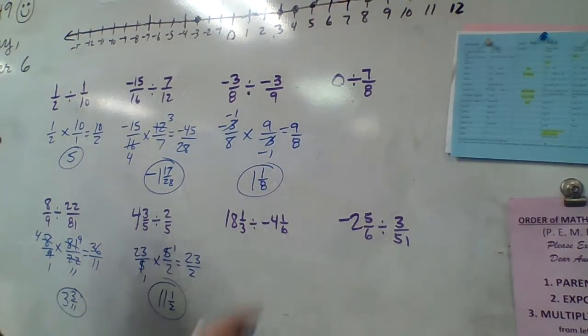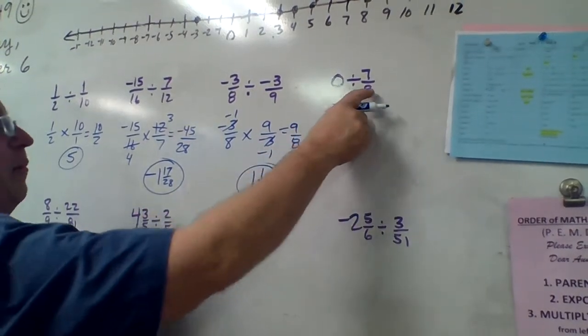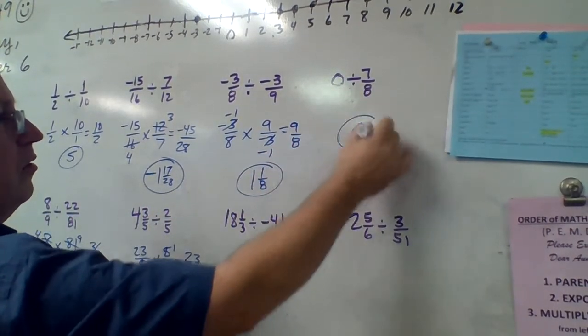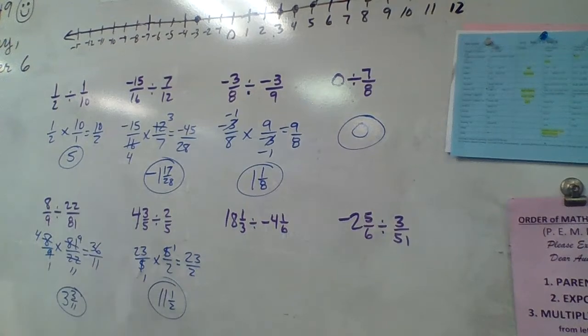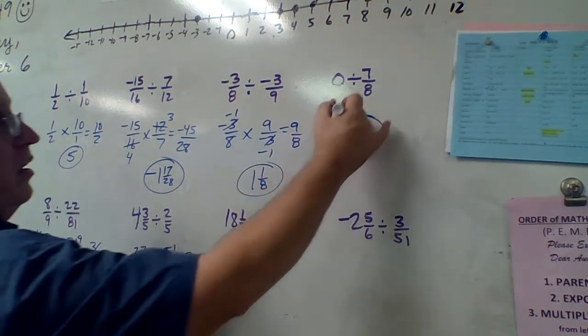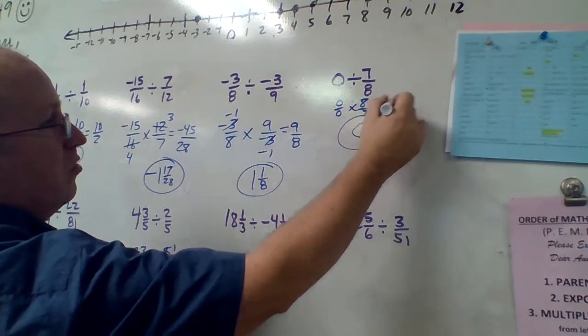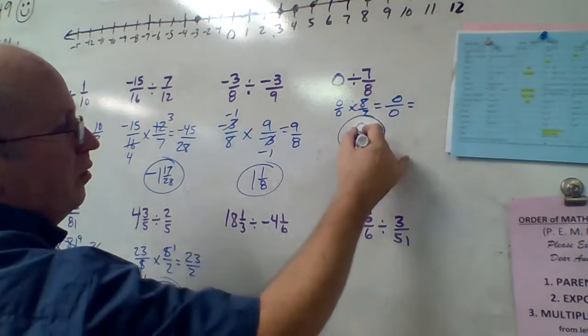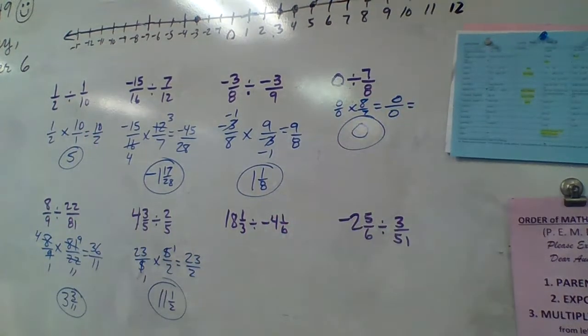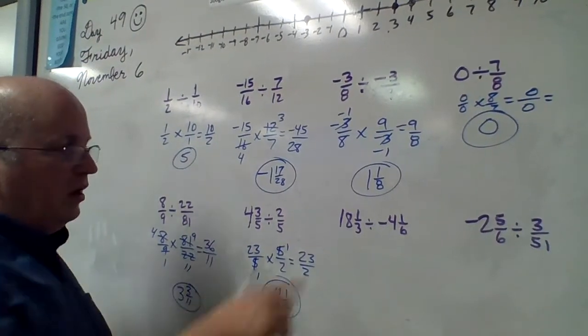Oh, here's an interesting one. 0 divided by a number. The answer is 0. Don't even have to work it out. But if I did, it would be 0 over 0 times 8 over 7, which equals 0 over 0, which is the number 0.